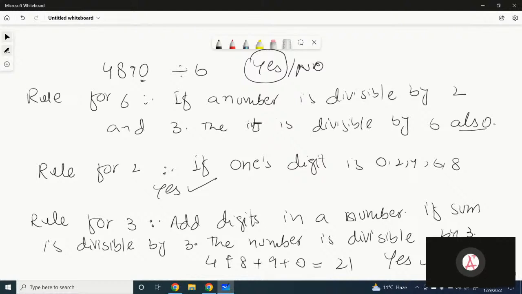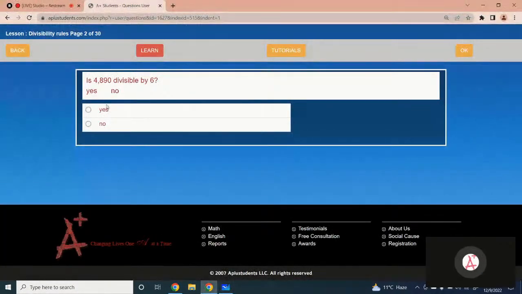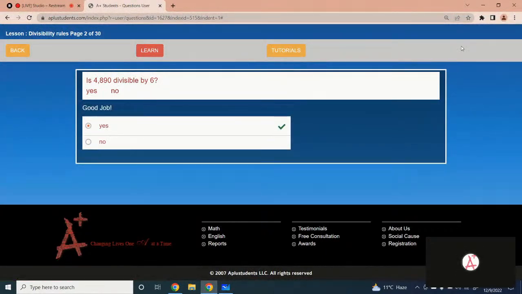So far we have done the divisibility rules of 2, 3, 6, and 9. Got it? They are very easy. You just have to memorize them. So yes, the number is divisible by 6. Got it? Just select the correct option, then click on the OK button.